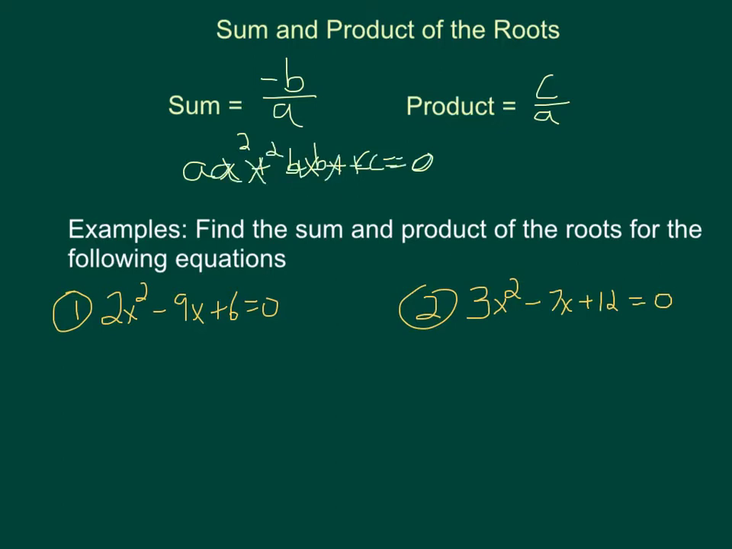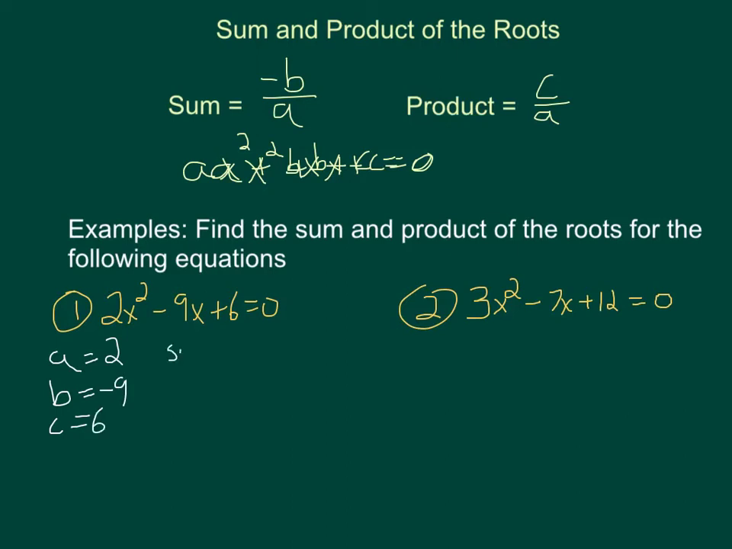Now let's take a look at a couple examples dealing with finding the sum and the product of the roots. Given each of these examples, they're both already in their standard form, so we don't have to worry about doing any changes there. But in order to find the sum and the product, we'll start just like we did with the quadratic formula and just like we did with the discriminant and find our a, our b, and our c values. So in this first equation, we have a is 2, b is negative 9, and c is 6.